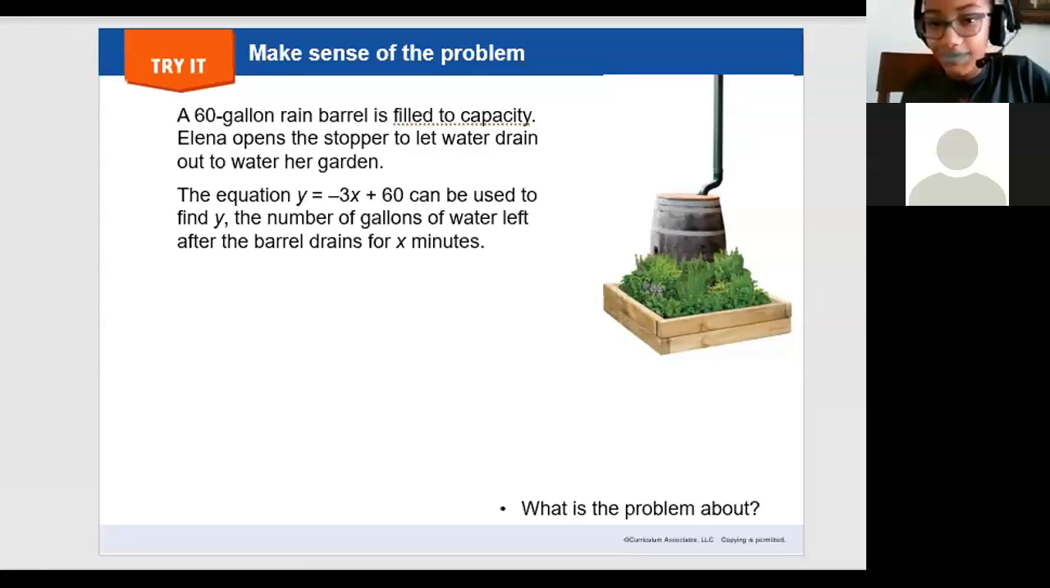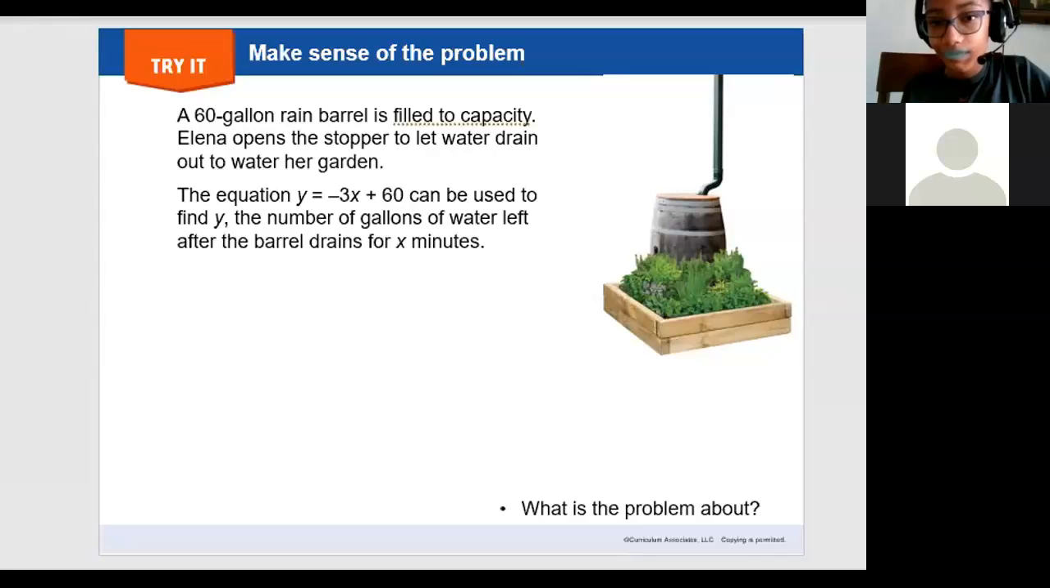Hey, Kamaya. A 60-gallon rain barrel is filled to capacity. So just think about what visually that looks like. It's filled up to the top. Elena opens the stopper to let water drain out to water her garden. The equation y equals -3x plus 60 can be used to find y, the number of gallons of water left after the barrel drains for x minutes.